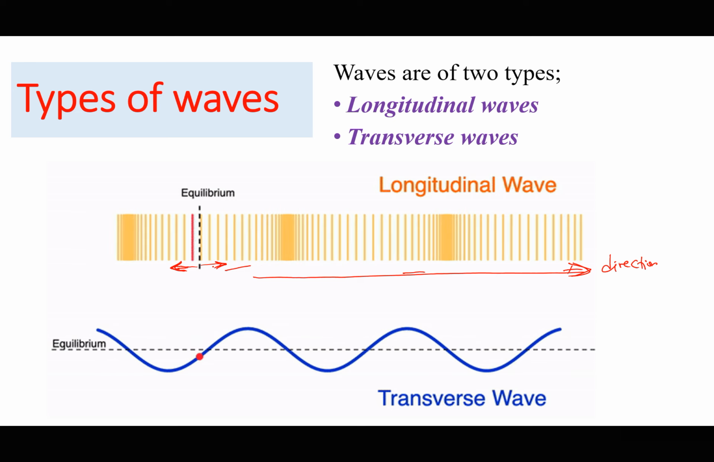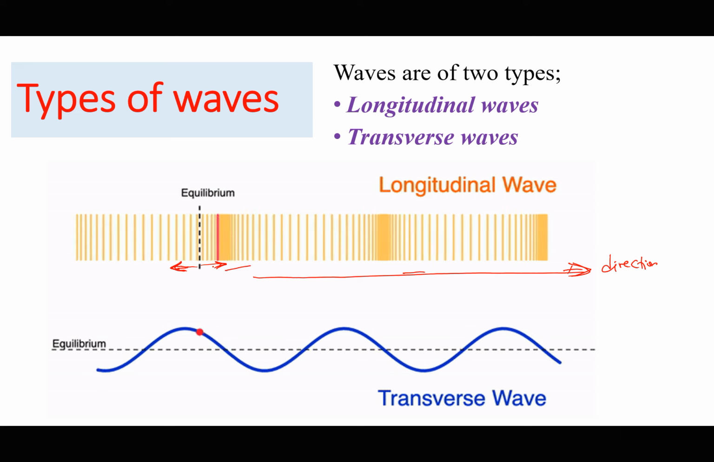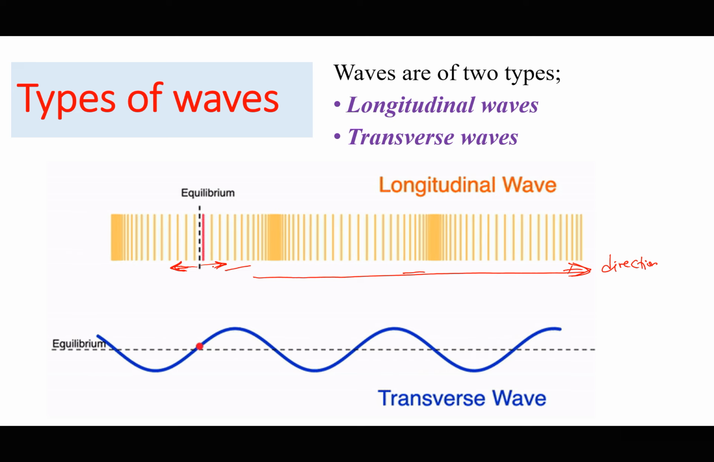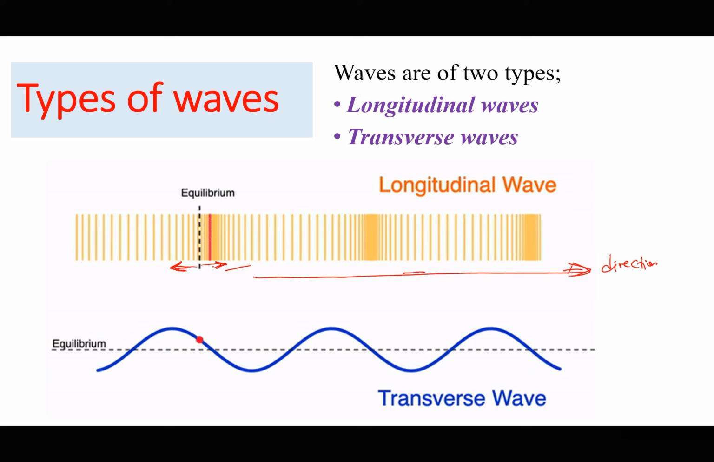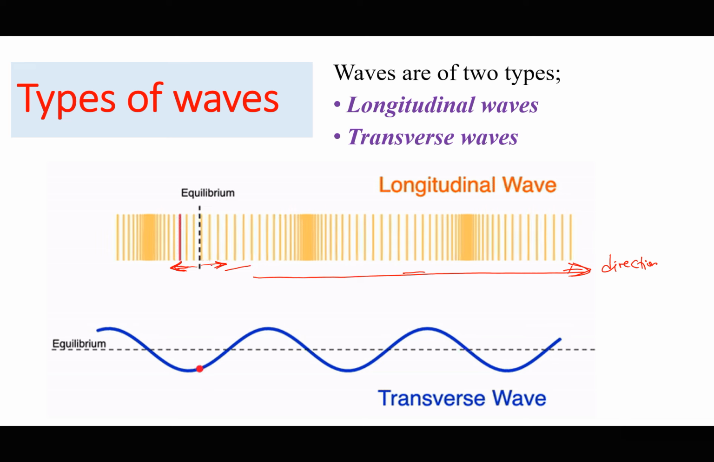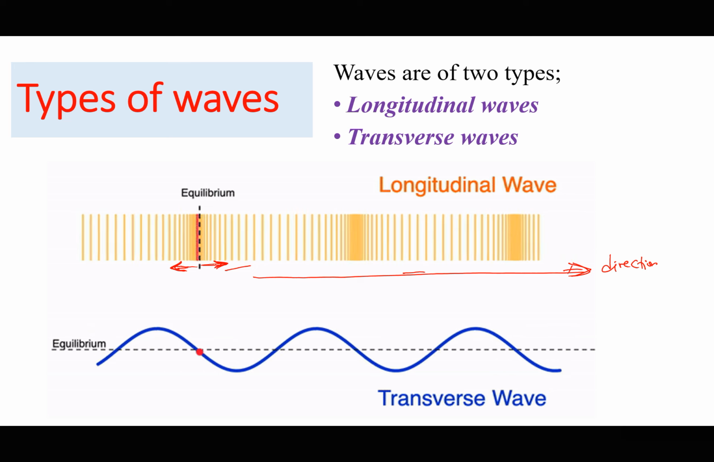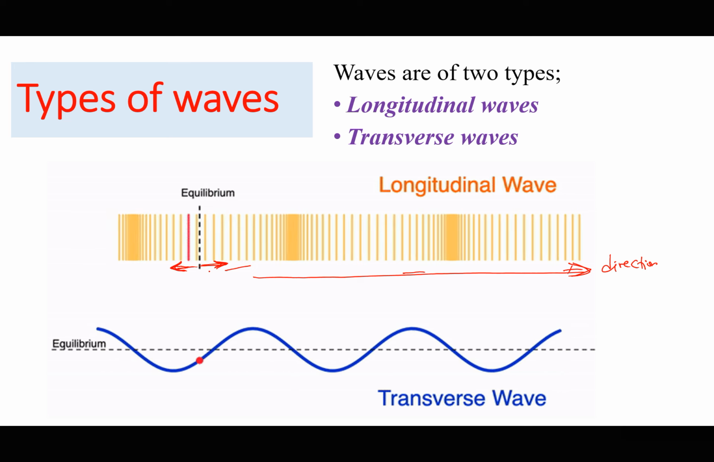The particles in the longitudinal wave vibrate parallel to the direction of propagation of the wave energy, because the energy is moving towards the right-hand side, but the particle is vibrating to the right and the left. So it's like the particle is vibrating parallel to the direction of propagation of energy.